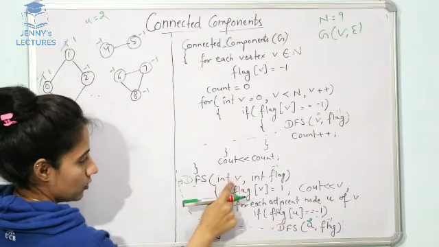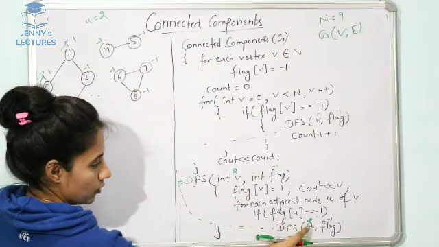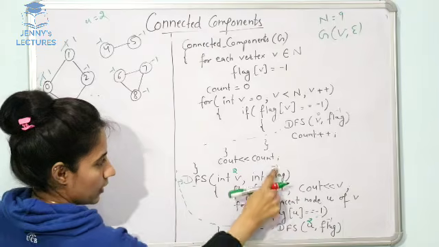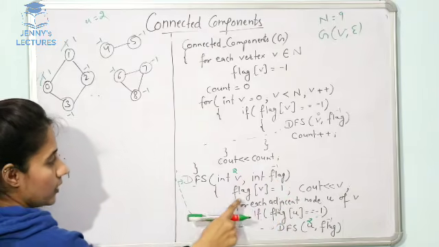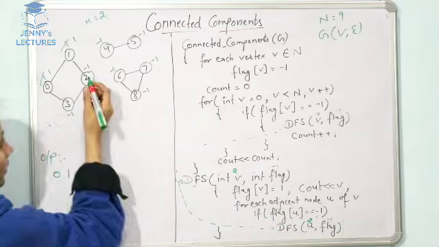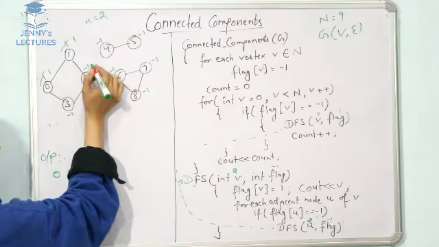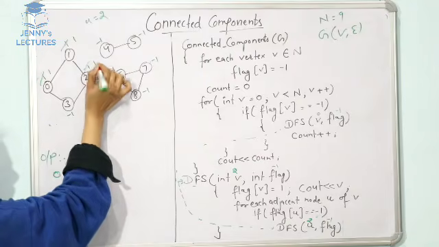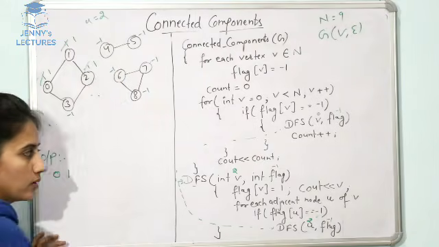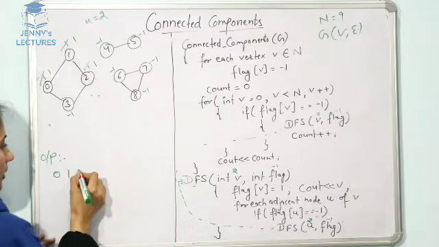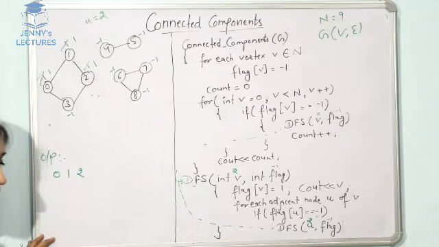Int v becomes what? What value would be passed? 2 and -1. Now flag of v is 1. Here v is 2, this vertex 2. Now flag of this would become 1. And cout v, we will print this 2.